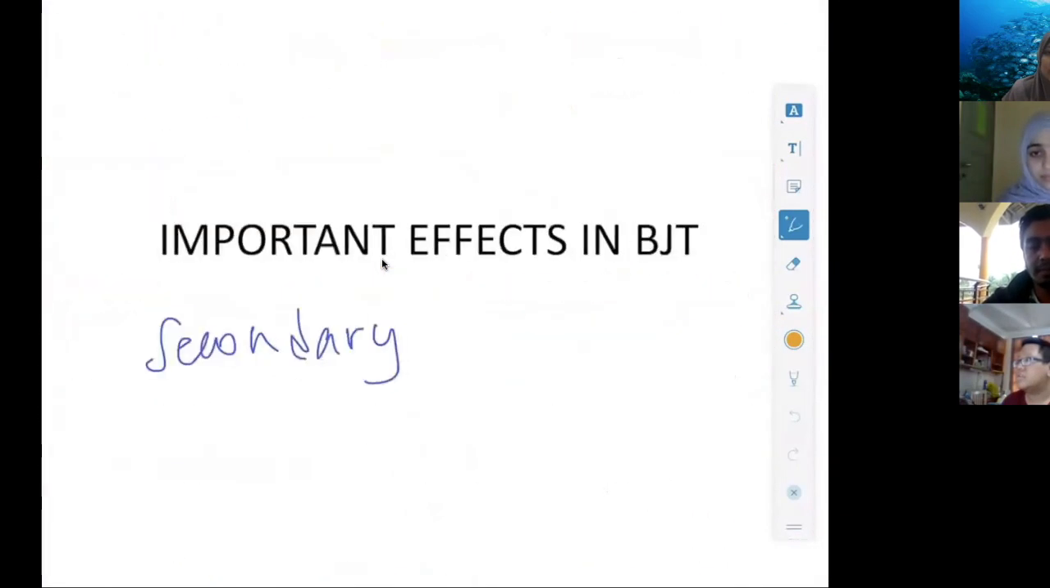We cover only the important effects in BJT, right? Yes, ma'am. So important effects in BJT, sometimes called secondary effects in BJT. Normally you don't learn this if you just learn the basics. Now you go to another level, we want to know what other secondary effects affect the BJT.